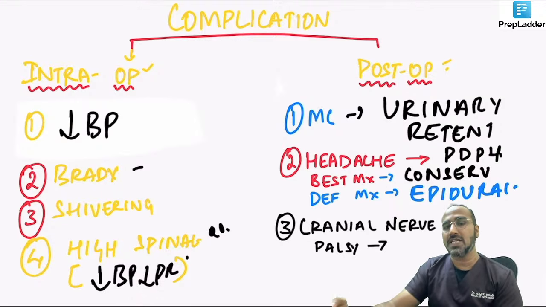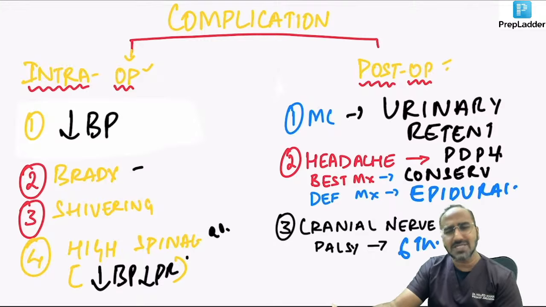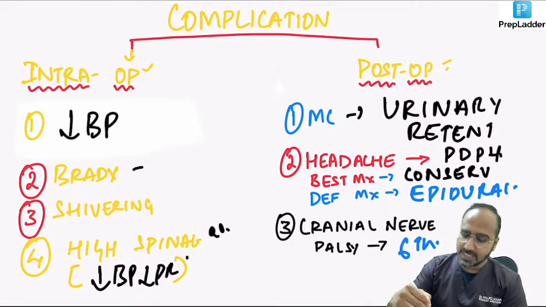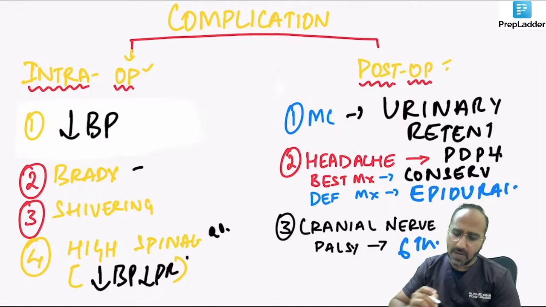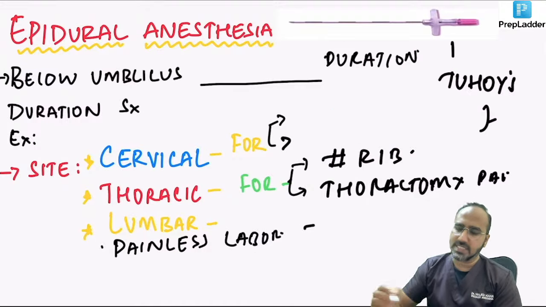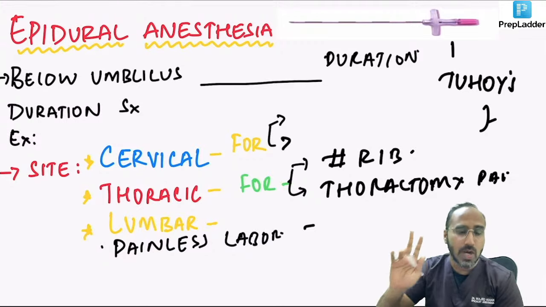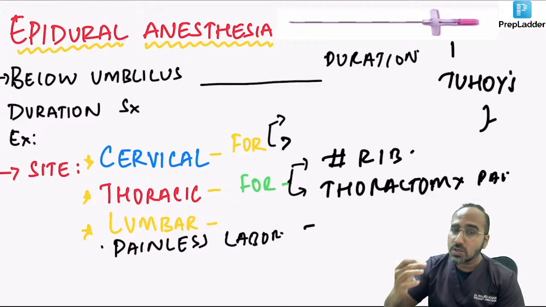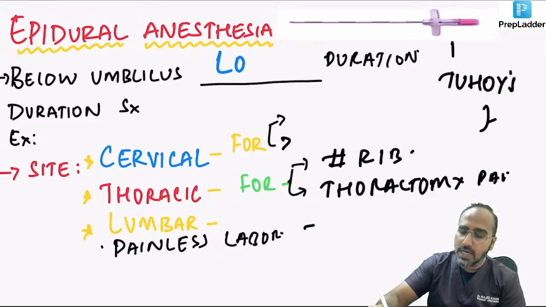Okay? In the post-op, there is one more complication that can occur, that is called cranial nerve palsy. Now guys, remember cranial nerve, which cranial nerve? Sixth cranial nerve. Why? Because it's having a long course. Okay? So sixth cranial nerve palsy can also be seen as a complication of spinal anesthesia. Now guys, as we are discussing regional, we'll discuss a few points of epidural also. Now guys, the epidural anesthesia, just look over here. Epidural anesthesia is given for what? Spinal is given for below umbilicus surgeries which are done within 2 hours of duration. Epidural is also given, mostly for below umbilicus, which is done for a longer duration.